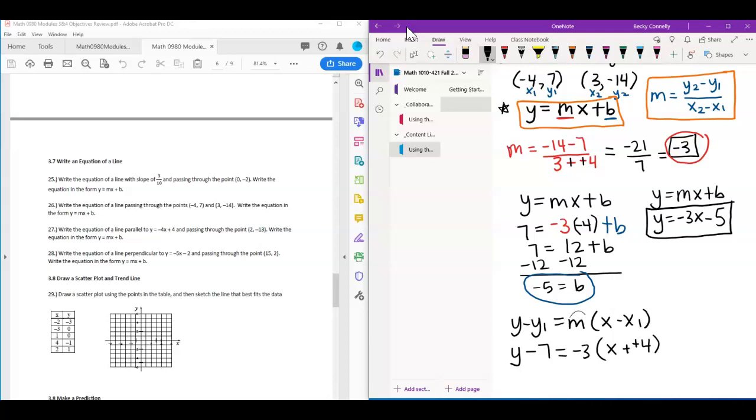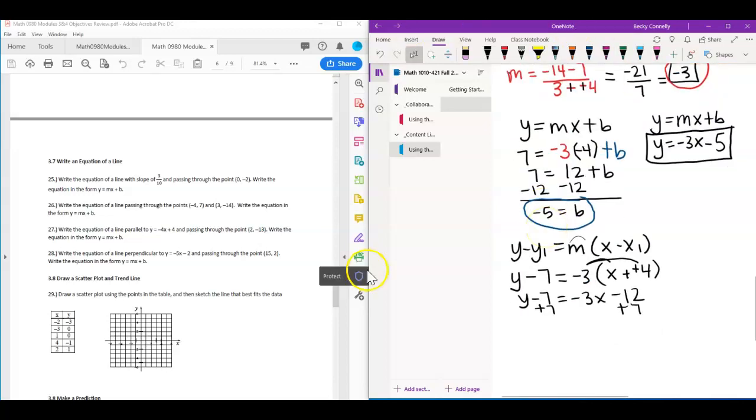All right, and so then I still need to get this into the y equals mx plus b form, that's what it says in the directions. So let's distribute that negative 4 through. So I've got y minus 7 equals negative 3x minus 12. And we're almost done here. We just need to add that 7 over now. And when I do that, I get the same thing that I got above, y equals negative 3x minus 5. All right, so either way that you feel more comfortable getting to that is perfectly fine.